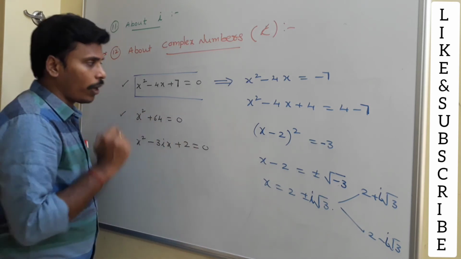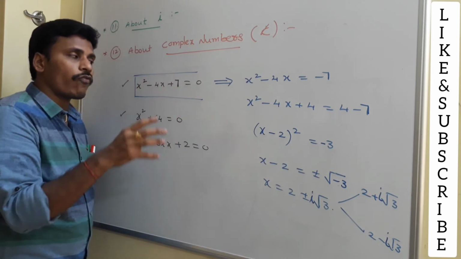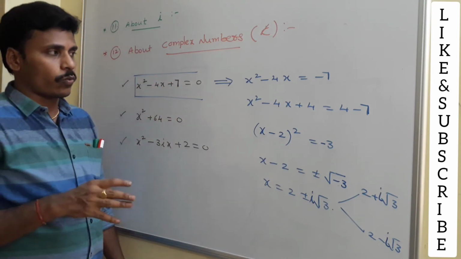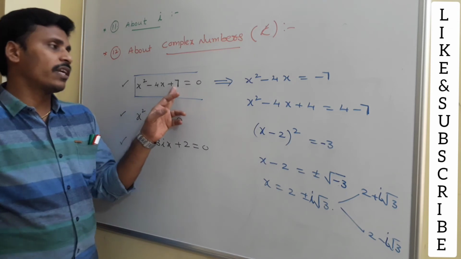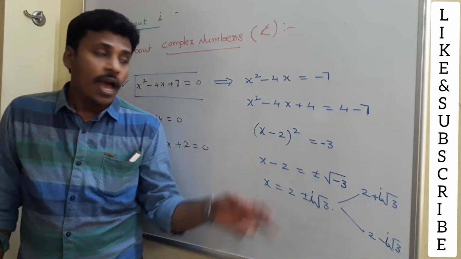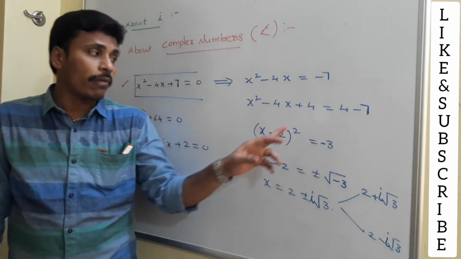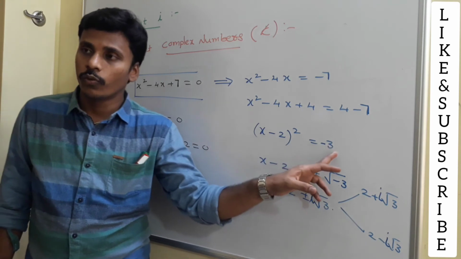And have a look for this equation. x square minus 4x plus 7 is equal to 0. We are going to find the roots of this equation by the perfect square method, right? And for that, first send this plus 7 to that side, it becomes minus 7. And now to make a perfect square, I need to add 4 on both sides. Since by adding 4 on both sides, it becomes like this: (x minus 2) whole square is equal to minus 3.